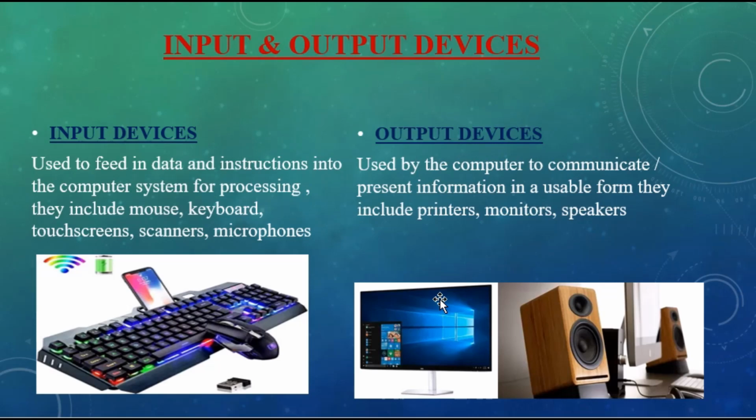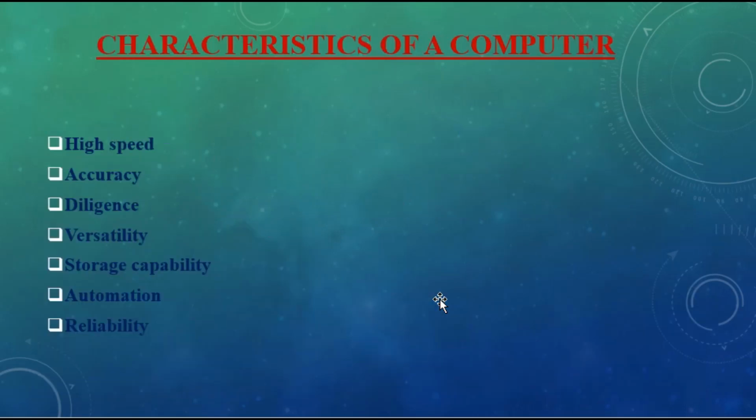Now, typing a letter, you use the input device called a keyboard. You'll key in your letters and words. The monitor you'll be using is an output, because you'll be seeing the words, the letters on the screen. After going through the letter and being satisfied, you need to print the hard copy. Printing is an output method of getting the letter. Other examples include speakers, monitors, and all that. Those are the output devices.